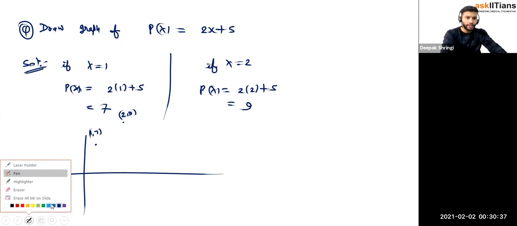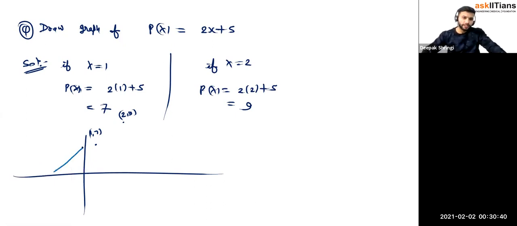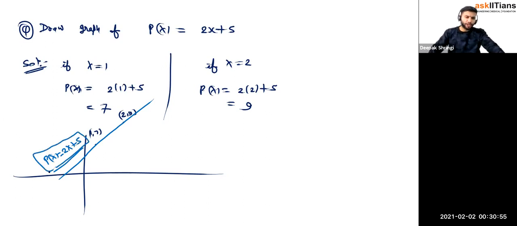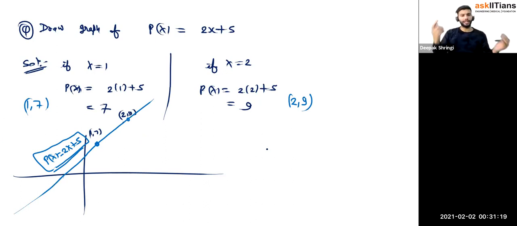Now, if you join these 2 points, look, I don't have a scale here, so it will be a little rough, you can see. This is the graph of the polynomial p(x) = 2x + 5, right? If someone asks you what is the graph of the polynomial p(x) = 2x + 5, you will say this kind of graph you will get, and that graph is passing through the first point 1,7, abscissa 1, ordinate 7, and the other point is 2,9. Got it? So whenever it comes to drawing the graph of a linear polynomial, you will put any value of x, you will get the value of y, you will plot the points, you will join them, you get a line.